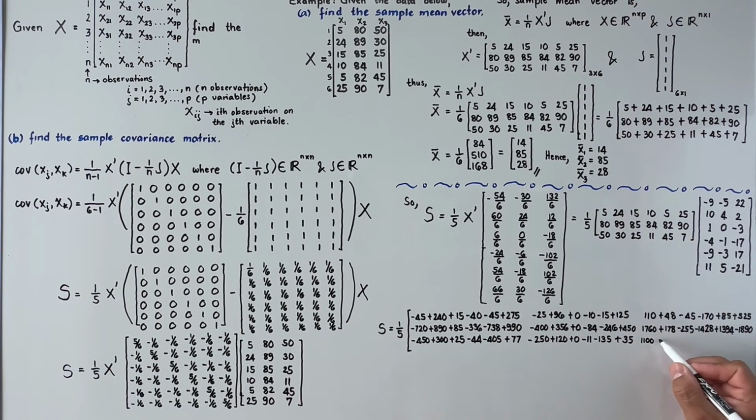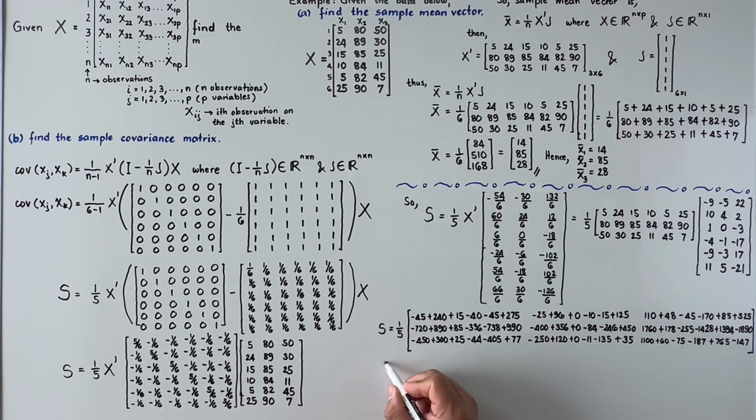And then multiplying the third row by the third column here, we have 50 times 22, that is 1,100. And then 30 times 2, that is 60. And then 25 times negative 3, that is negative 75. And then 11 times negative 17, we have negative 187. And then 45 times 17, we have 765. And then 7 times negative 21, we have negative 147.